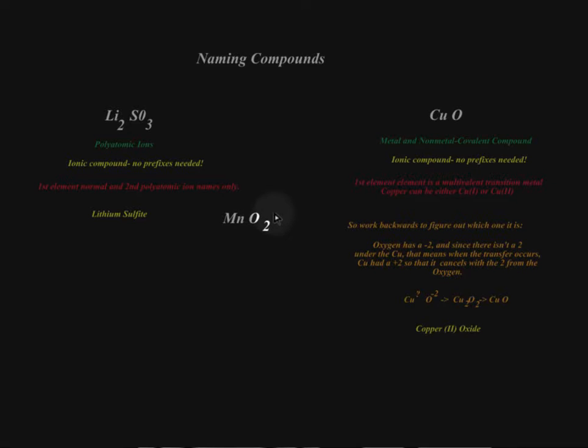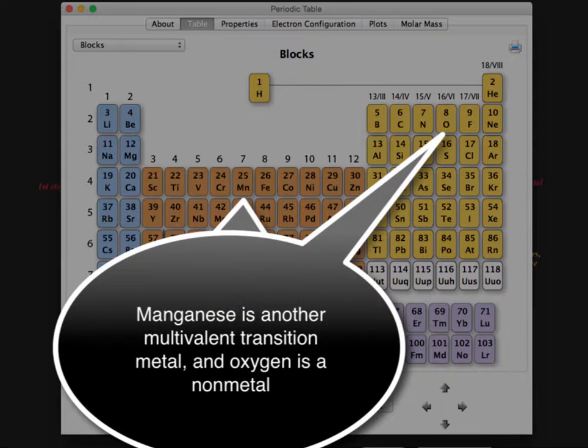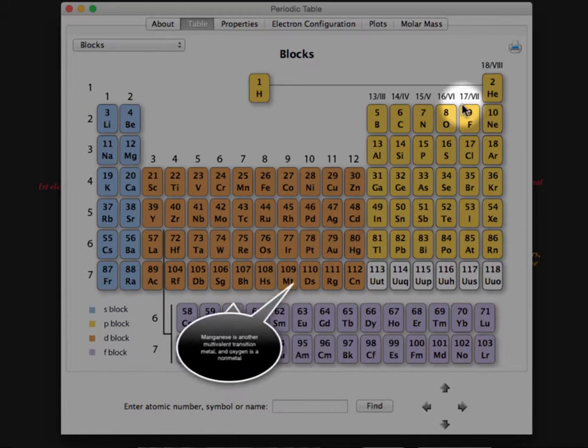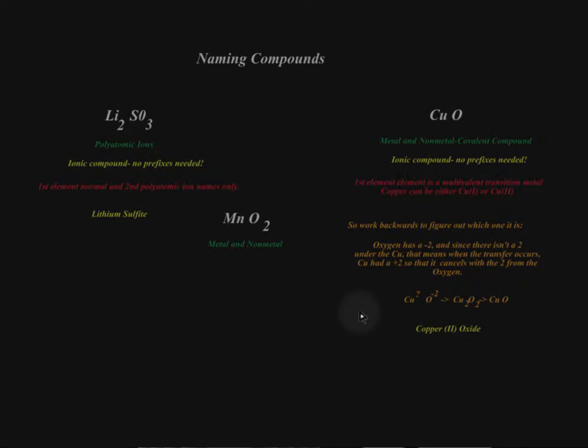All right, this final one here. Again, metal and a non-metal. Manganese is right there, a transition metal. And we've dealt with oxygen several times. Non-metal. And as a result, we know we have an ionic compound. No prefixes are needed. Manganese can either be 2, 3, or 4.